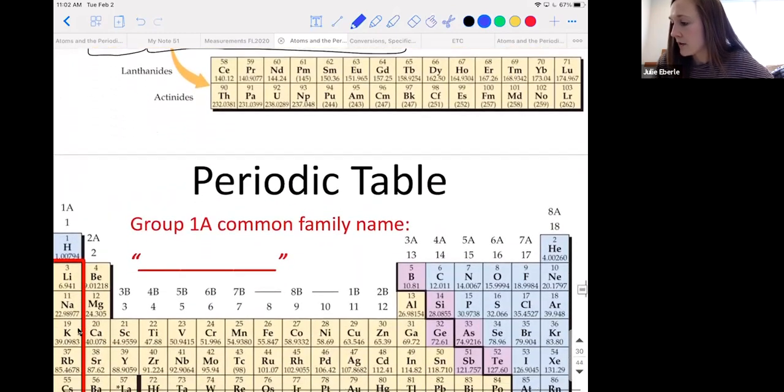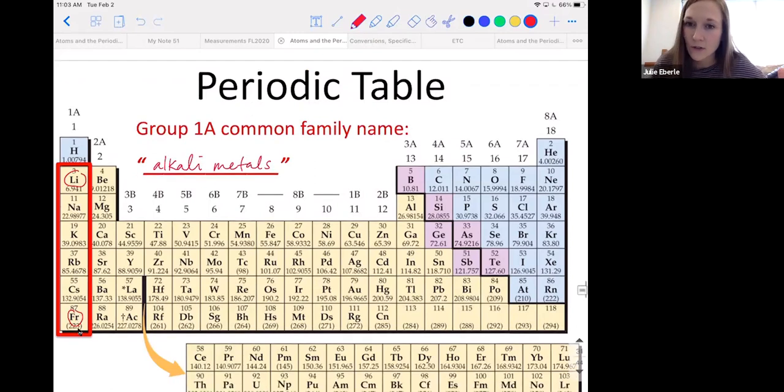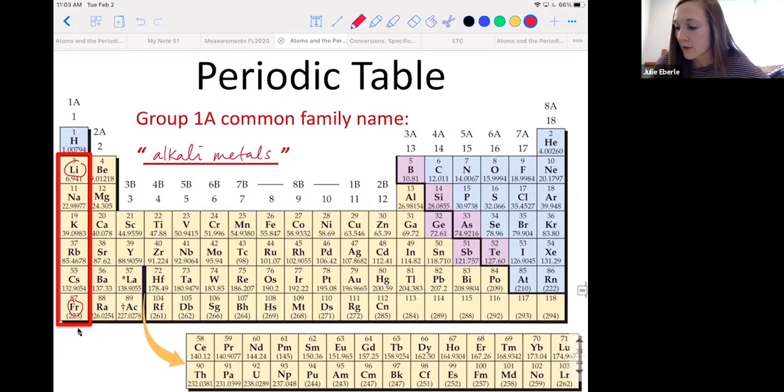Okay, now we're going to get to the common family names. So group 1A, the common family name of group 1A is the alkali metals. Now notice technically hydrogen is not boxed in here. It is part of group 1, but it is not a metal. So when we're talking about the alkali metals, we're just talking about lithium, which is Li, down to francium, which is Fr. Hydrogen's not a metal, so we can't technically say it's an alkali metal, but it is just organized to be part of group 1. And there are reasons for that.